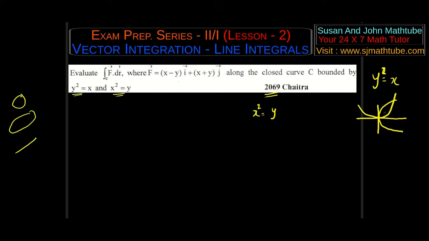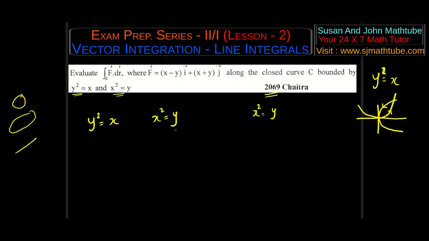And we are doing line integral. In the first video itself, I told you, even though we use the name line integral, we will be integrating along a curve. So we have to fix the limits. So that is exactly what we are going to do first. We will solve and find the points of intersection. So y square equal to x and x square equal to y.